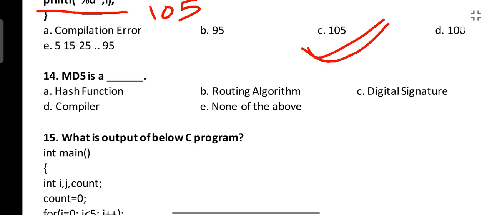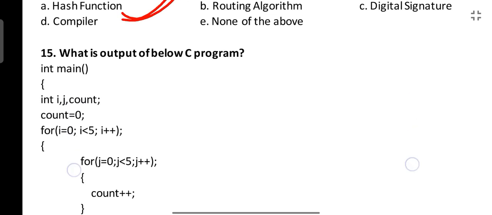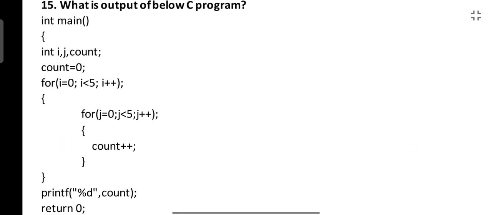Next is, MD5 is a hash function. Full form is Message Digest 5. Next question is again from C programming output.